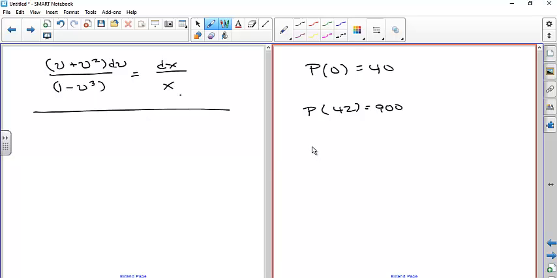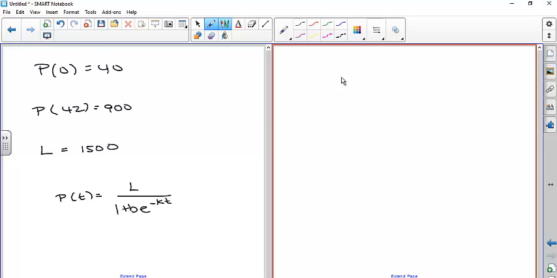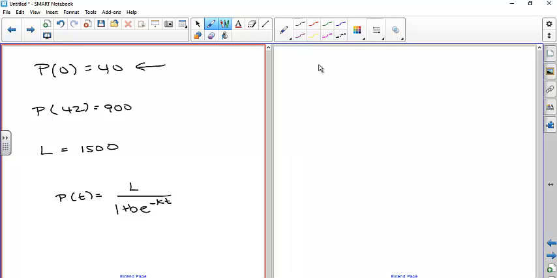And L, carrying capacity, is 1500. So this number can never go greater than 1500, so that makes sense. So you got P as a function of t is L divided by 1 plus B e to the minus kt. So the first thing we do, and I think everybody got this right, was to solve for B, because we know what L is. And you do that, you solve for B using the initial condition.